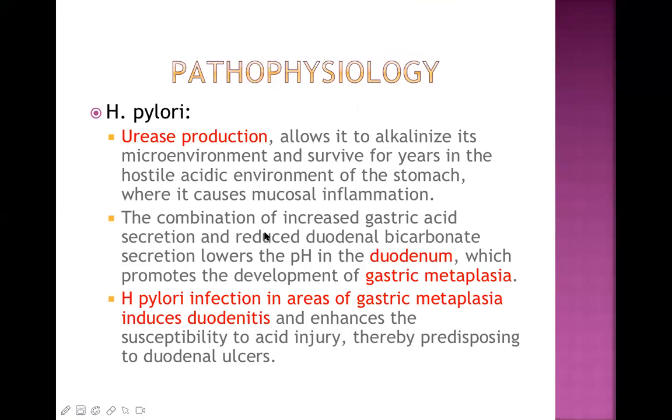Now another thing is happening here. The combination of increased gastric acid secretion and reduced duodenal bicarbonate secretion. In the first part of the duodenum, bicarbonate secretion doesn't occur that commonly. It lowers the pH in the duodenum. Now when the pH is low all the time, low means acidic pH, remember that. This promotes the development of gastric metaplasia, meaning the duodenal mucosa almost looks like the gastric one. Now Helicobacter pylori, because of its special property of production of urease, can cause infection there, leading to duodenitis, and then after that it can lead to duodenal ulcer.